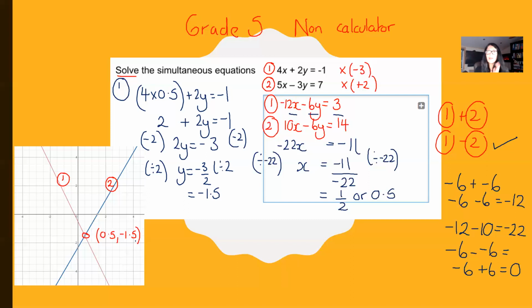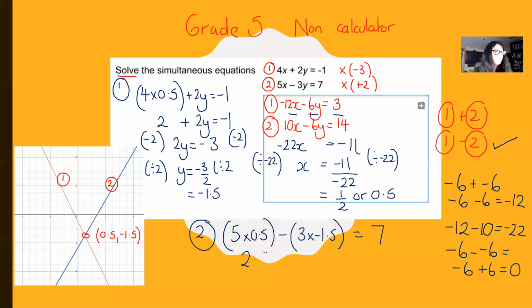I'll just double check on equation 2 that it works. So 5 lots of x, 5 times a half, minus 3 lots of negative 1.5, and I need that equal to 7. So 5 times a half is 2.5, minus 3 times minus 1.5 is minus minus 4.5. If I'm taking away a negative, I'm really adding. So that's 2.5 plus 4.5. Is that 7? Yes, it is. So I can leave that exam knowing that I got that question 100% correct.